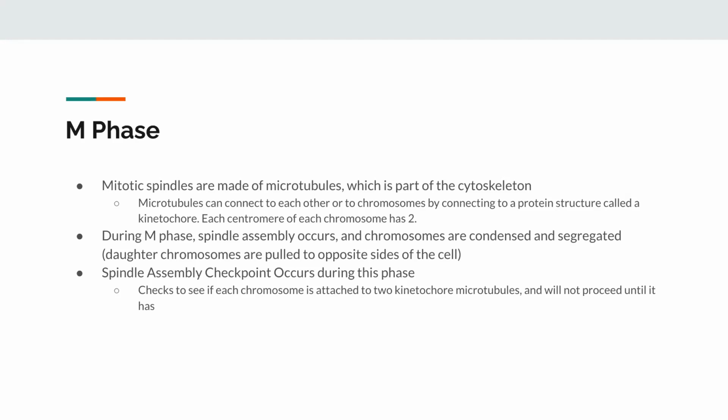During the M phase, you have one more checkpoint. It's called the spindle assembly checkpoint. It happens right before segregation, once all of the spindle assembly has happened, and it makes sure that all of the spindles have formed correctly and that each chromosome is attached to two microtubules, one coming from each side of the cell. Right, and it won't proceed until that has happened. Does that make sense? Everyone's good? Okay. Any questions on Zoom?